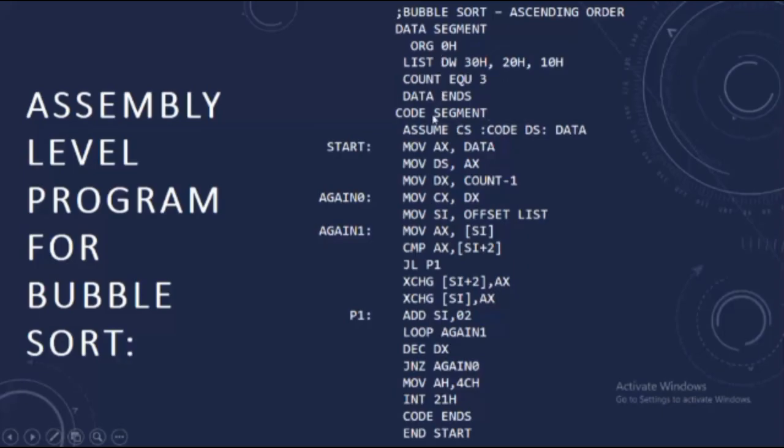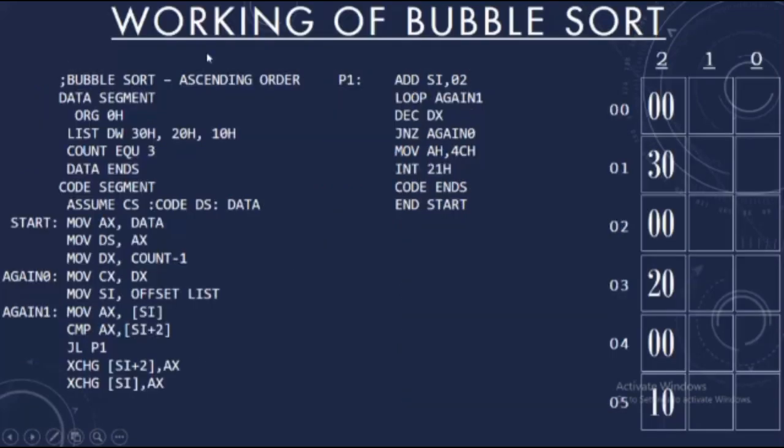Data ends, code segment starts: assume CS is code, DS is data. Here we'll see the working of bubble sort more properly. Now, move AX comma data. So the starting address of the data segment is stored in AX. Then move DS comma AX. The value of AX will be 00 because it is the starting address of the data segment. So DS will also be 00.